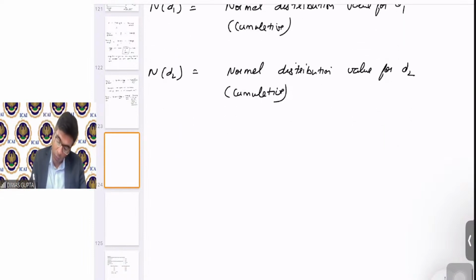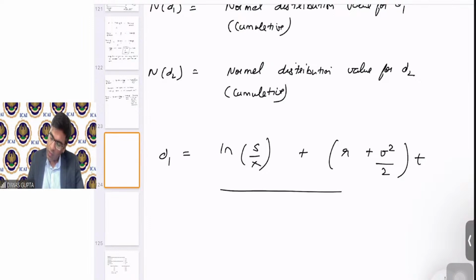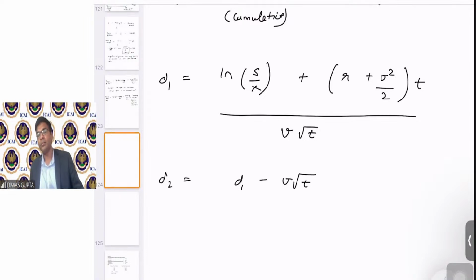Now, what is D1 and D2? D1 is natural log of S by X plus R plus volatility square divided by 2, multiplied by T, whole divided by volatility under root T. This is D1. D2 is actually D1 minus volatility under root T. So this is the formula for D1 and D2 respectively.